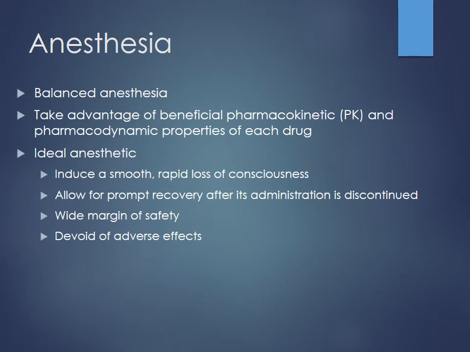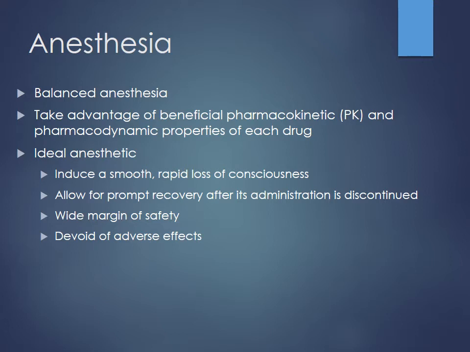Okay, so again, we try to shoot for balanced anesthesia, which is a combination of inhaled plus IV agents, and basically this takes advantage of the pharmacokinetic and pharmacodynamic properties of each drug. The ideal anesthetic for our patients would induce a smooth and rapid loss of consciousness and allow for a prompt recovery after its administration is discontinued. So you want drugs that have a very fast onset and a very fast offset, right? Because the longer they take to recover, the longer they're in the PACU waiting to go to a room or wherever they happen to be going. That's fewer patients you can cycle through, right? So a lot of it is a time component too, where you want your patients to recover quickly.